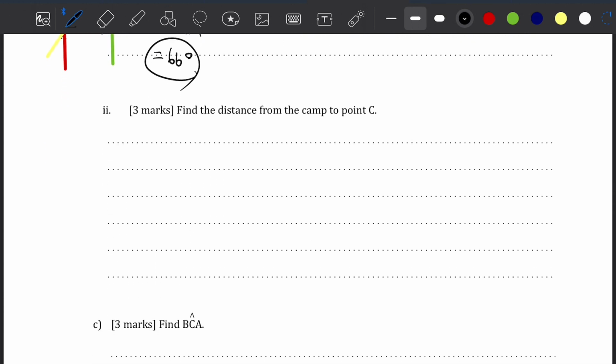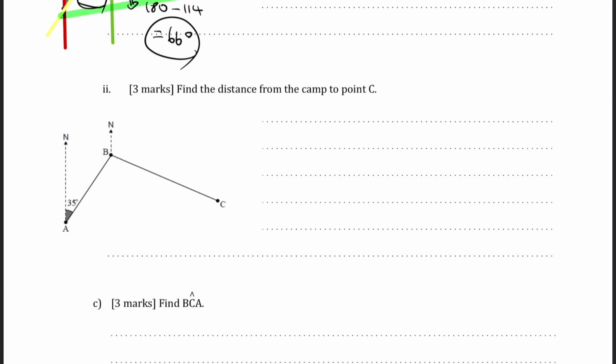Then let's do part II. We need to find the distance from the camp to the point C. So we are trying to find the distance between point A and point C, and we also know that this angle is 101 degrees, and the distance between point B and point C is 4.6 kilometers, and point A to point B is 3.15 kilometers from question A. That means we know two sides and one neighboring angle, so we need to use the cosine rule.